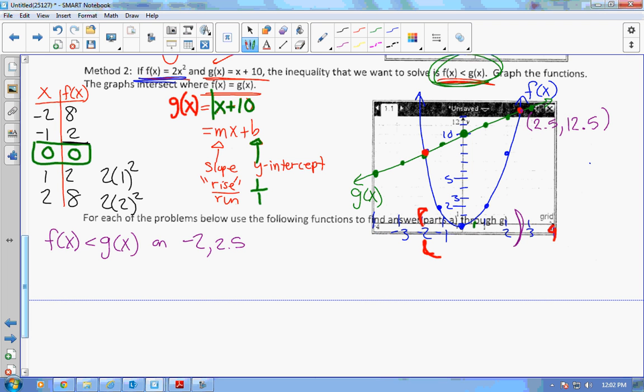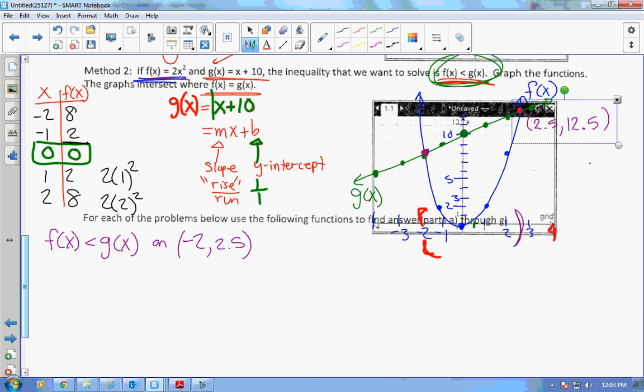Now there's differences between open parentheses and closed brackets. When we are exactly on the intercept, was g less than? No, because they're equal. So it's not until we step off the point that it becomes less than. So I have to use parentheses. This is an interval of time when g is less than, from -2 to positive 2.5. These are x values. That's the y value. The x value of that is 2.5. Okay, so they're x values.